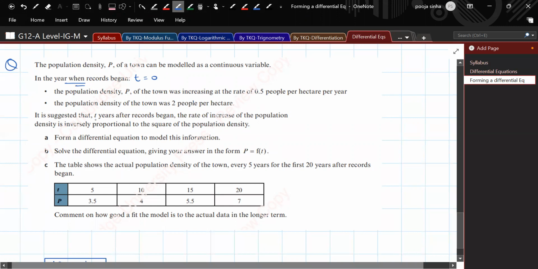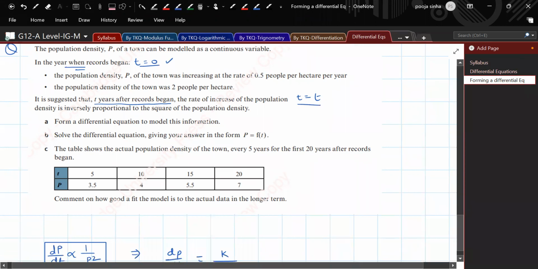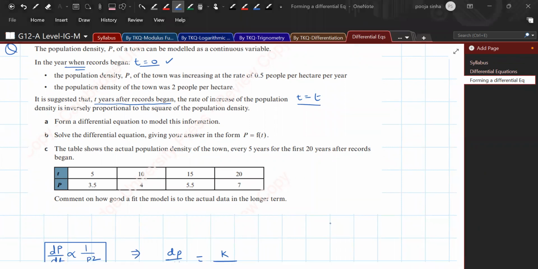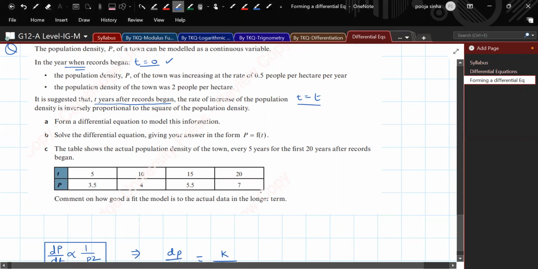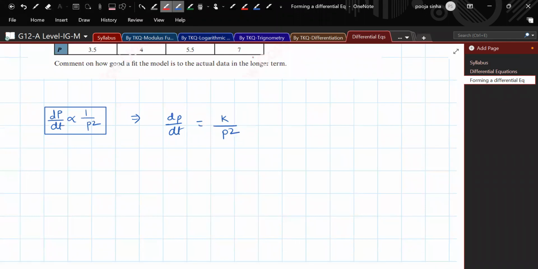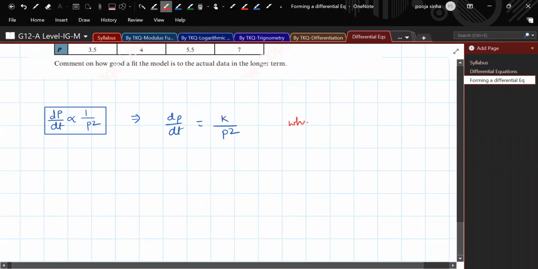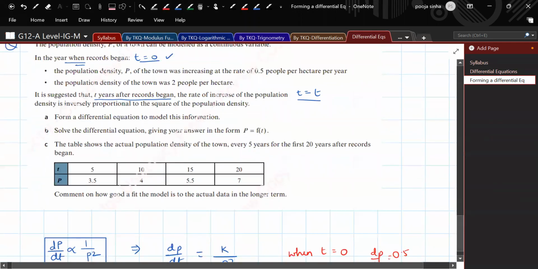And it is suggested that T years after records began. तो इसमें क्या हो जाएगा? T is equal to T हो जाएगा. मतलब after T years हो जाएगा, right? So T is equal to 0 and T is equal to T. अभी हम T is equal to 0 यूज करते हैं, ठीक है? T is equal to 0 में उसने हमें क्या बोला है? How much is dP by dt? 0.5. So I'll just write all the information. When T is equal to 0, dP by dt is 0.5.